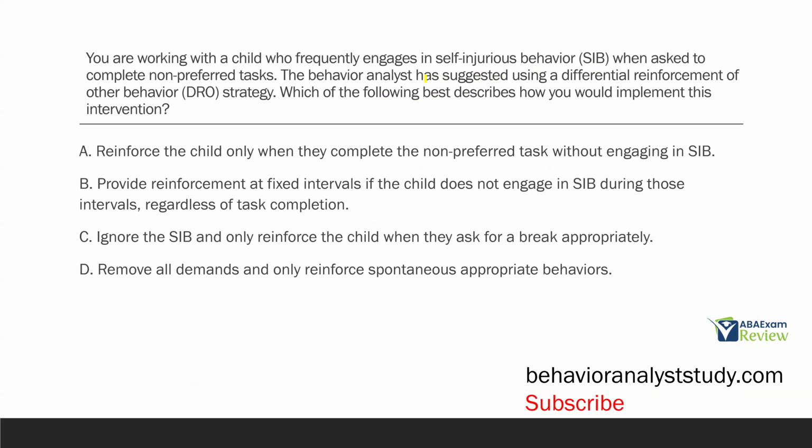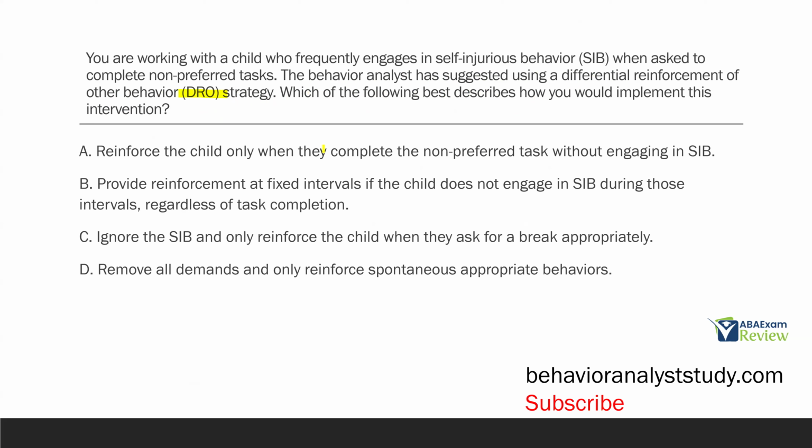You're working with a child who frequently engages in self-injurious behavior when asked to complete non-preferred tasks. The behavior analyst has suggested using a differential reinforcement of other behavior strategy. Which of the following best describes how you would implement this intervention? The question is asking about how we're going to implement our intervention. And what is our intervention? It's going to be a DRO, differential reinforcement of other behavior.